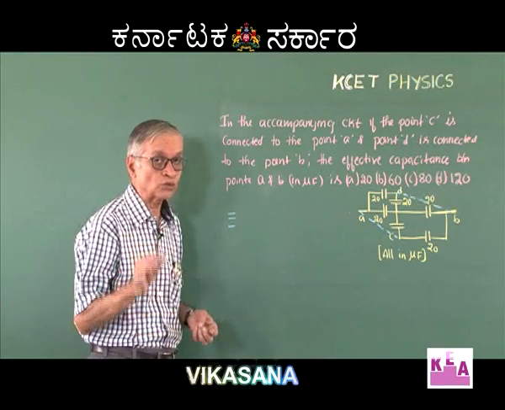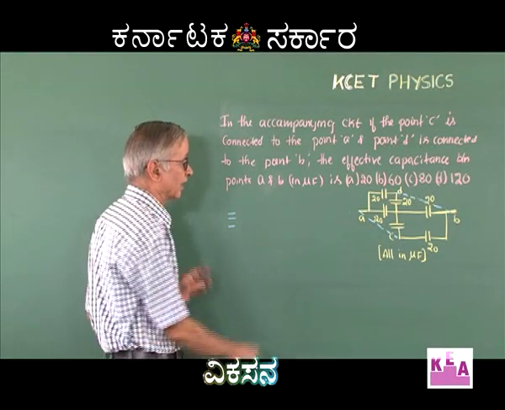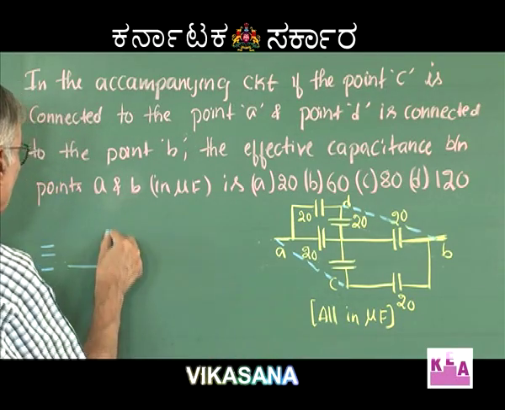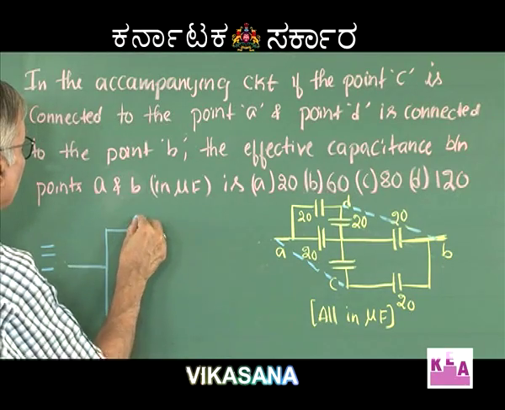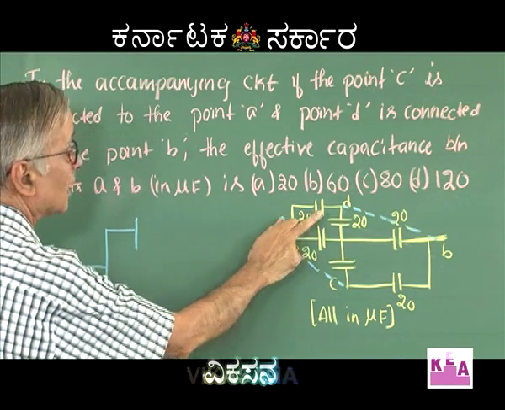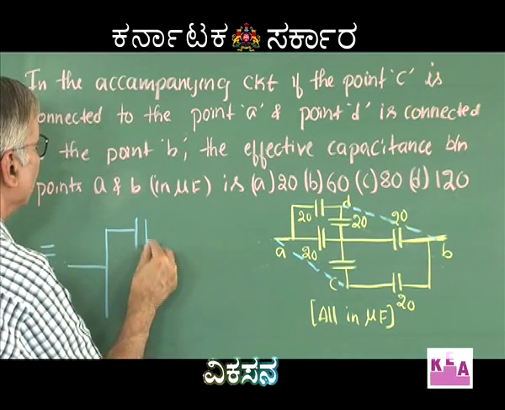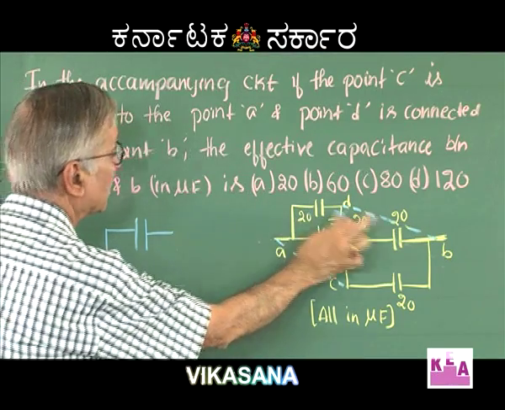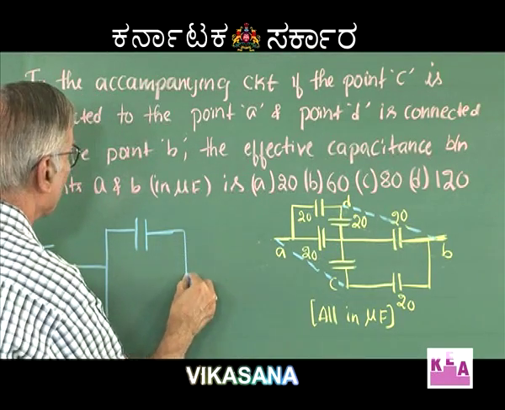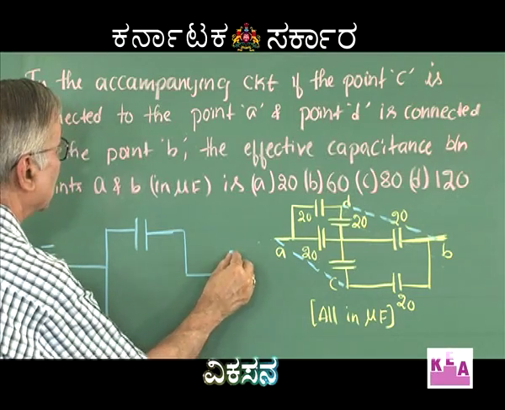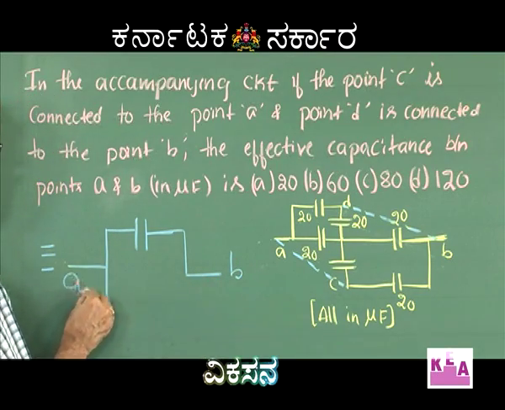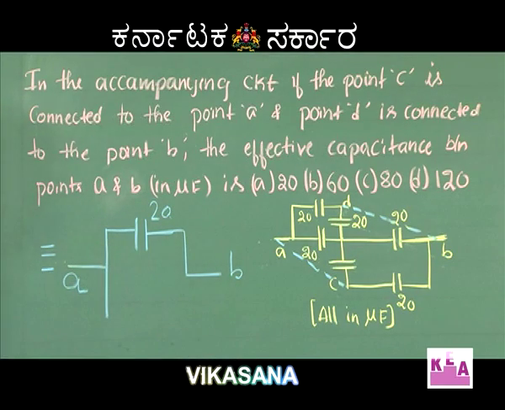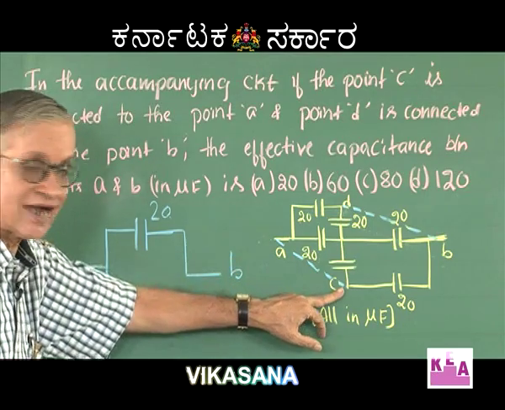I request you to note how I am drawing the equivalent circuit. A is connected to the first plate of this capacitor. Second is connected to D. Note, second is connected to D, but D is as good as B. Therefore, it is connected to the point B, and this is going to be equal to 20 microfarad. Similarly, A and C are identical.